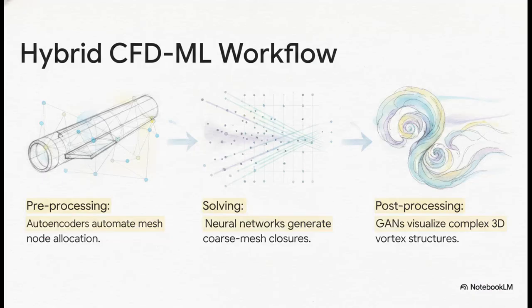Which brings us to Section 5, Hybrid CFD ML Frameworks. The industry is actively shifting toward these hybrid frameworks. During preprocessing, convolutional autoencoders are used to predict optimal local mesh refinement boundaries. In the solving phase, deep neural networks are trained on fine mesh data to generate coarse mesh closure relations, which accelerates the math while totally preserving the physics. And then in post-processing, GANs automatically identify and render incredibly complex 3D vortex structures from massive datasets.